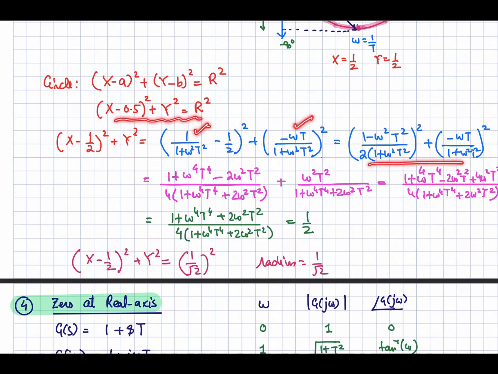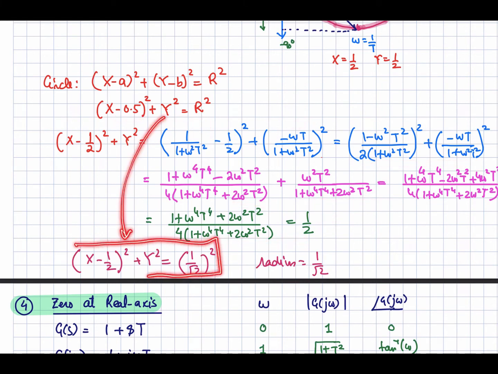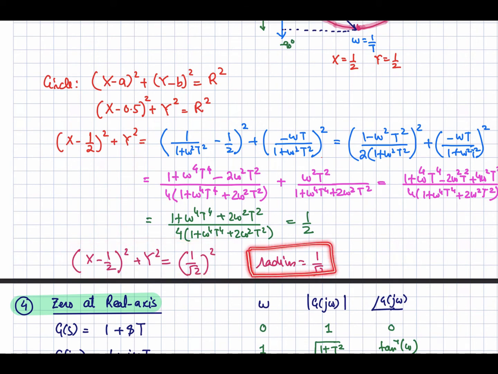And if you simplify this one, if you go through these simple mathematical steps, finally you will get the equation that can be written like this: (x minus 1 by 2) whole square plus y square is equal to (1 by under root 2) whole square. So what is the radius? The radius is 1 by under root 2.